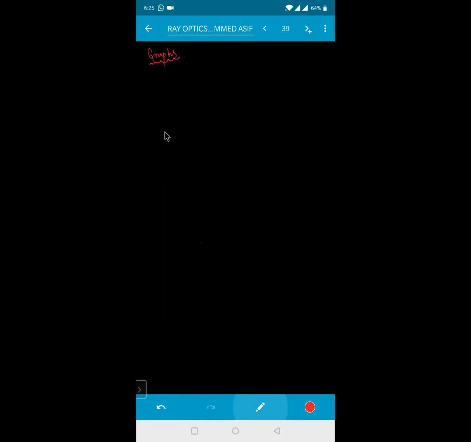Let us try to draw the graphs for this one. Graph number 1: 1 by v plus 1 by u is equal to 1 by f. So what type of graph will we get, beta? y is equal to mx plus c. This is something like y plus x is equal to some constant. This constant is the focal length term, which can be positive or negative, beta, isn't it? This can be either positive or negative. Focal length can be positive or negative.